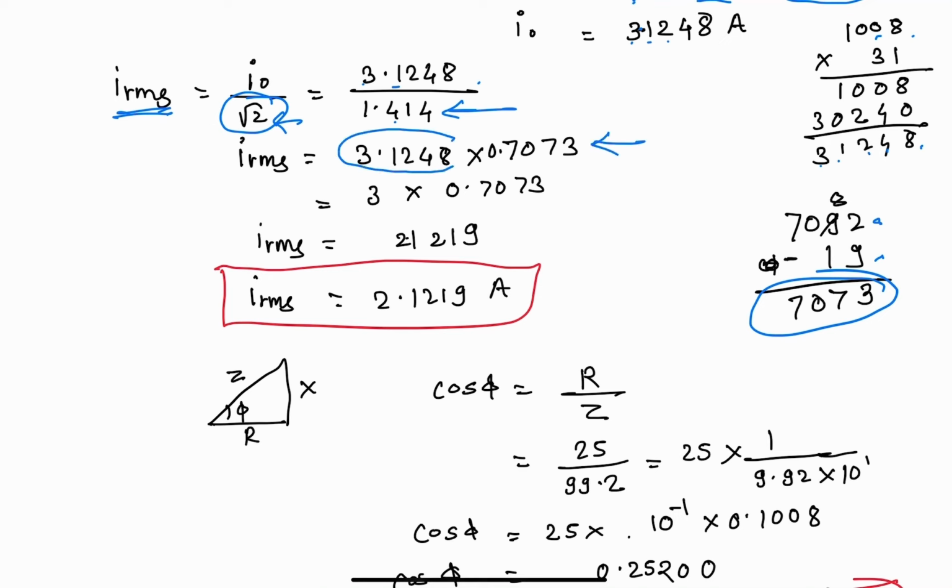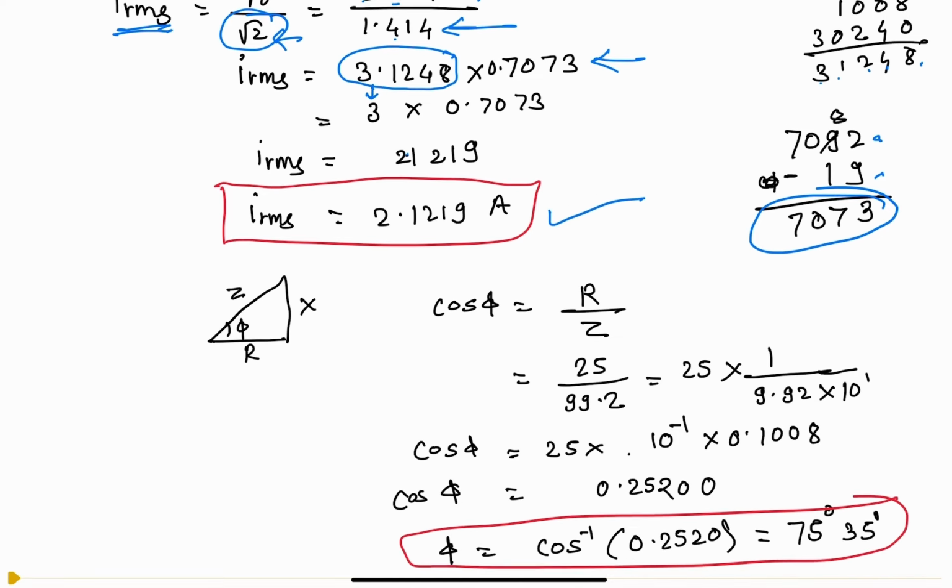Now I just round off 3.124 to 3 and simply multiply here. 3 multiplied by this one, so the answer is 2.1219. Okay, that is the RMS value.